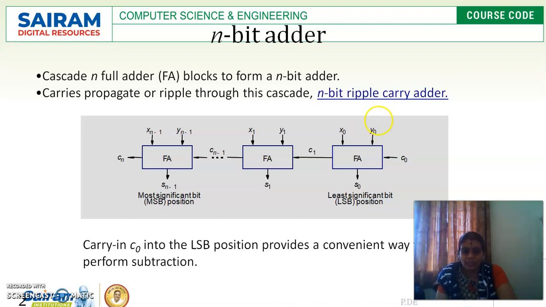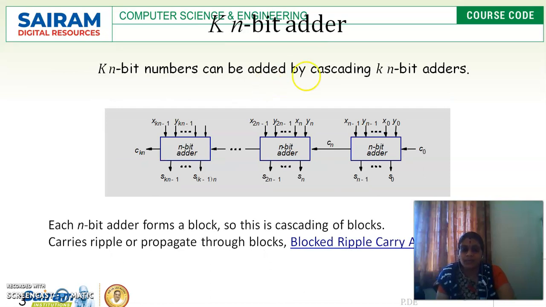So here what is happening means the carry of the first adder will be propagated to the next adder, and the carry of this block will be propagated to the next level. Okay, so the carry in C0 into the LSB position provides a convenient way to perform the addition or the subtraction, right? And next we are going to see the K n-bit adder.